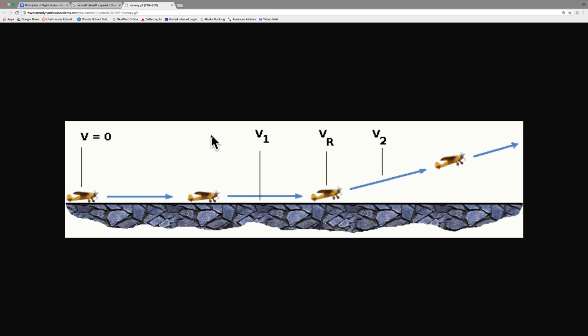VFE, so Victor Foxtrot Echo. That is what we call maximum flap extended speed. So this is the maximum speed at which they can start extending the flaps. Okay.